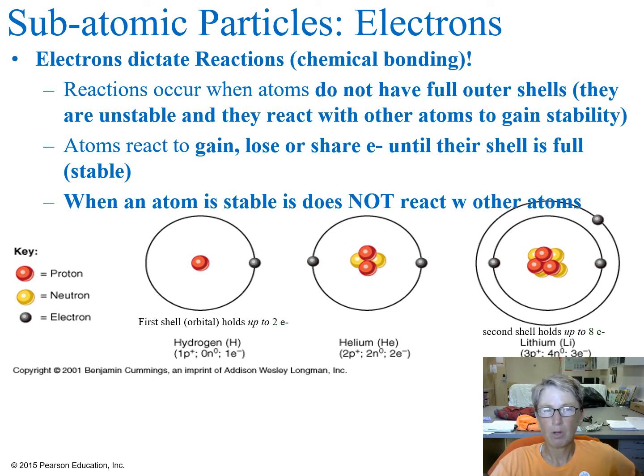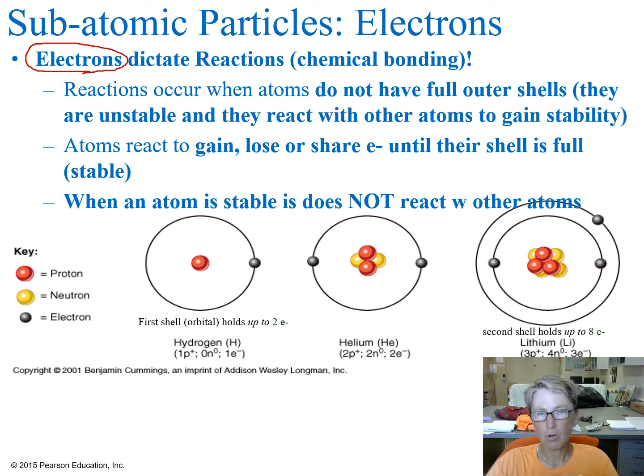This is really important in understanding how elements bond with each other, or how chemical bonds form. The major player in forming chemical bonding are electrons. There they are, electrons. They dictate the reaction. So where your electrons are in their shells, if the shell is full or not, that dictates if one atom will bond to another atom.